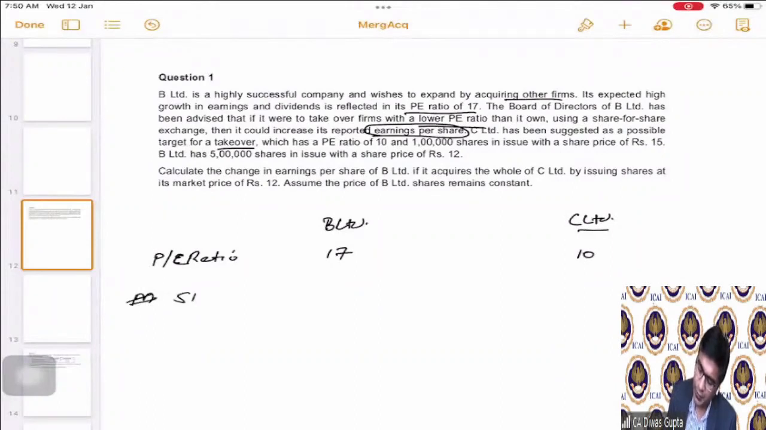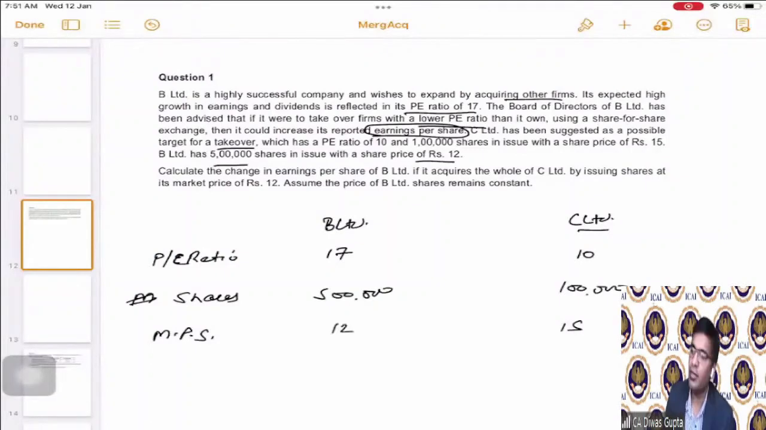shares issued are 1 lakh, with a market price of 15. B Limited has 5 lakh shares in issue with a share price of 12. So 5 lakh are the shares here and 12 is the MPS here. Correct?